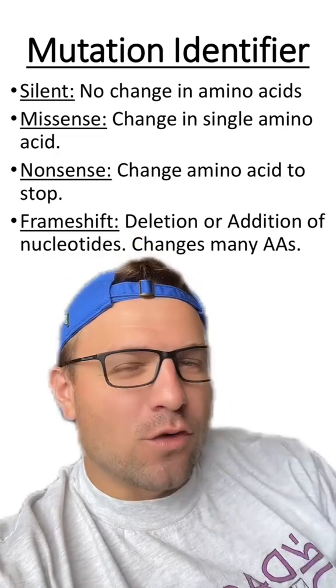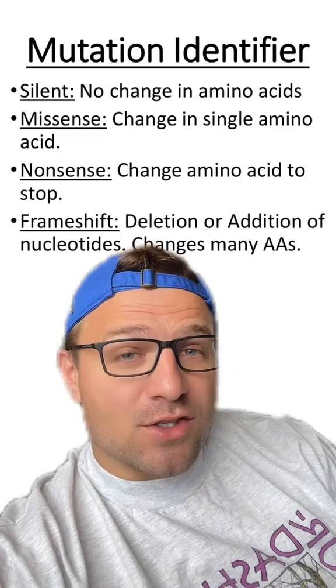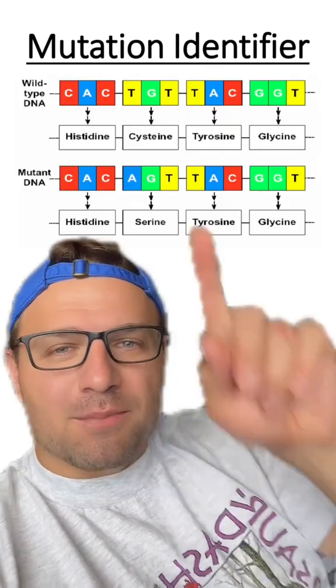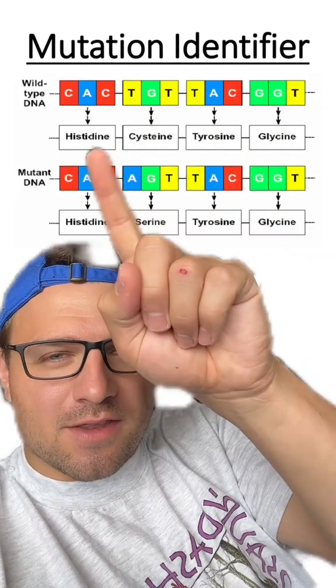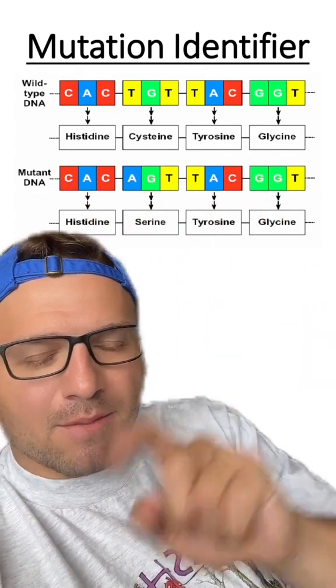To identify these 4 types of DNA mutations, I'm going to give you an example of a silent, missense, nonsense, and frameshift mutation, and you have to identify which one is which. For each example, I'm going to give you the original DNA sequence, the original amino acid sequence, and then the mutated DNA and the mutated amino acid sequence.